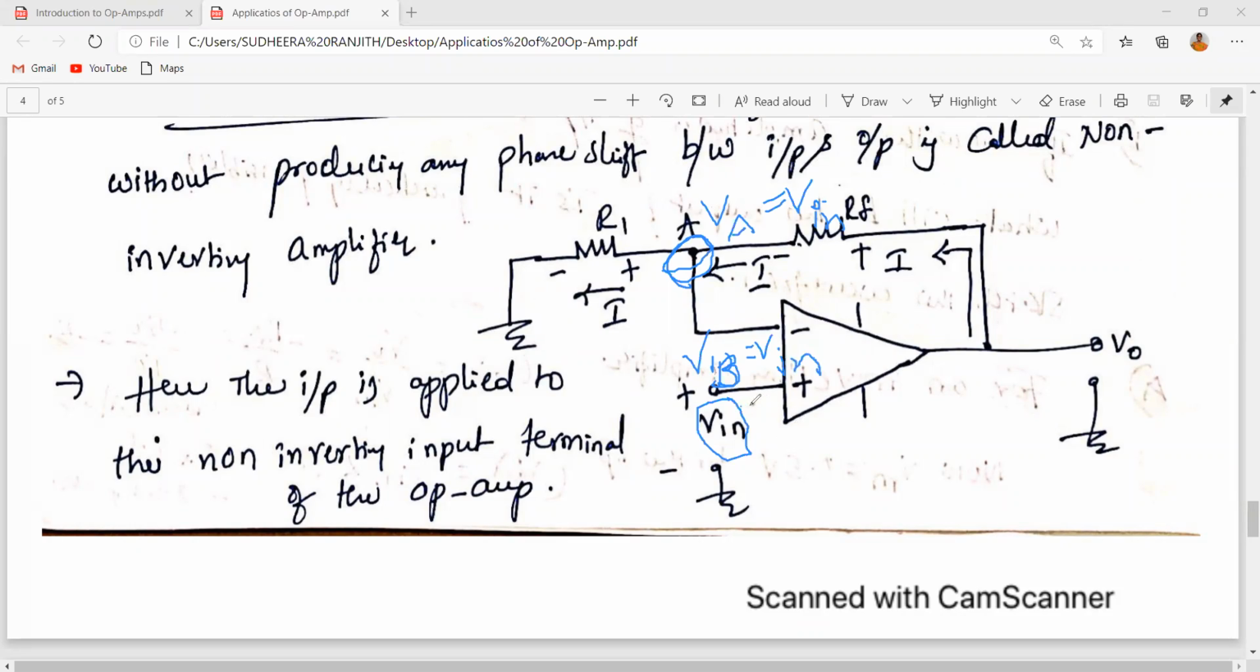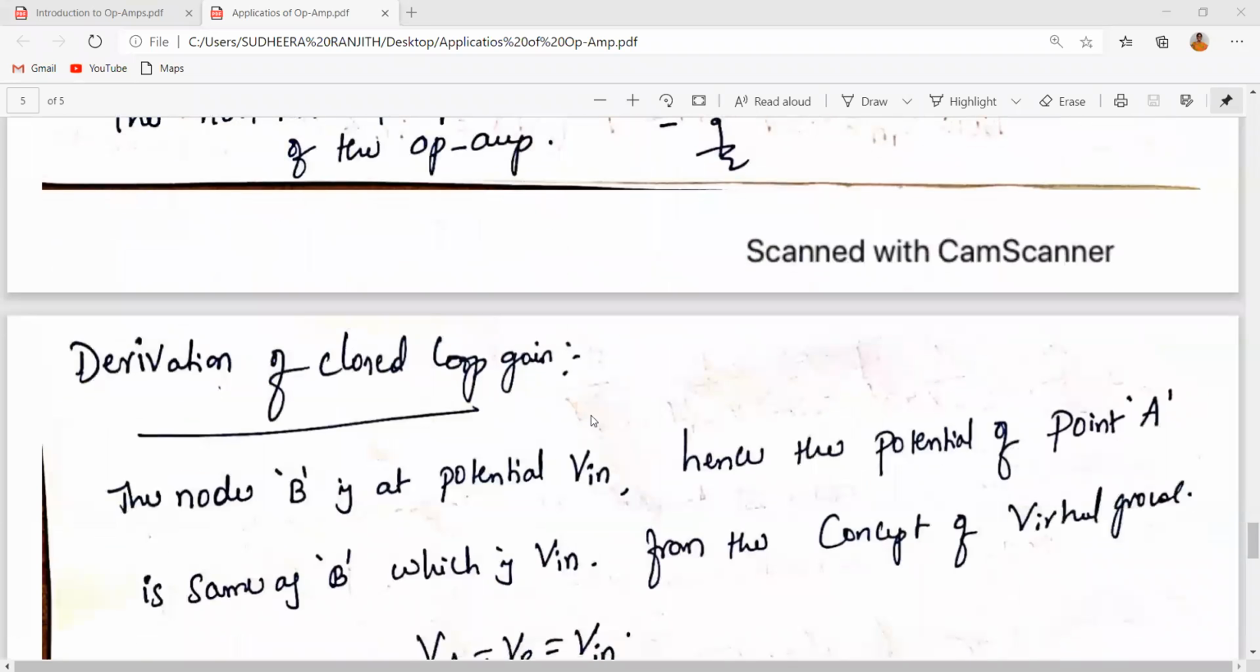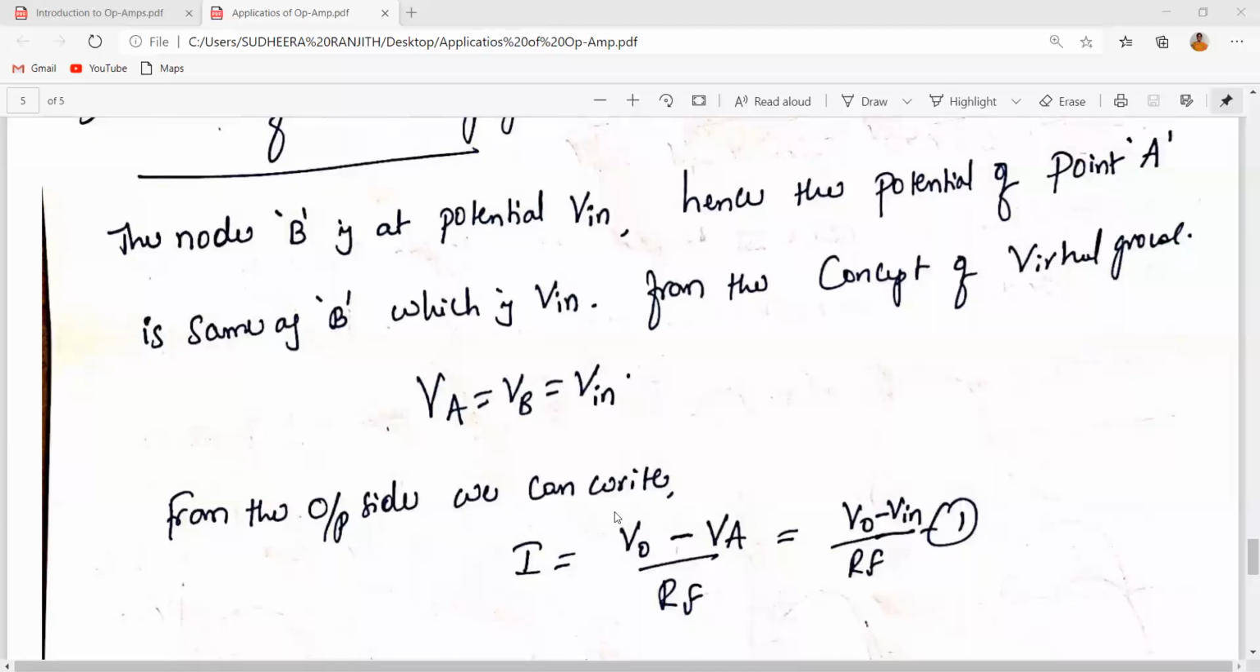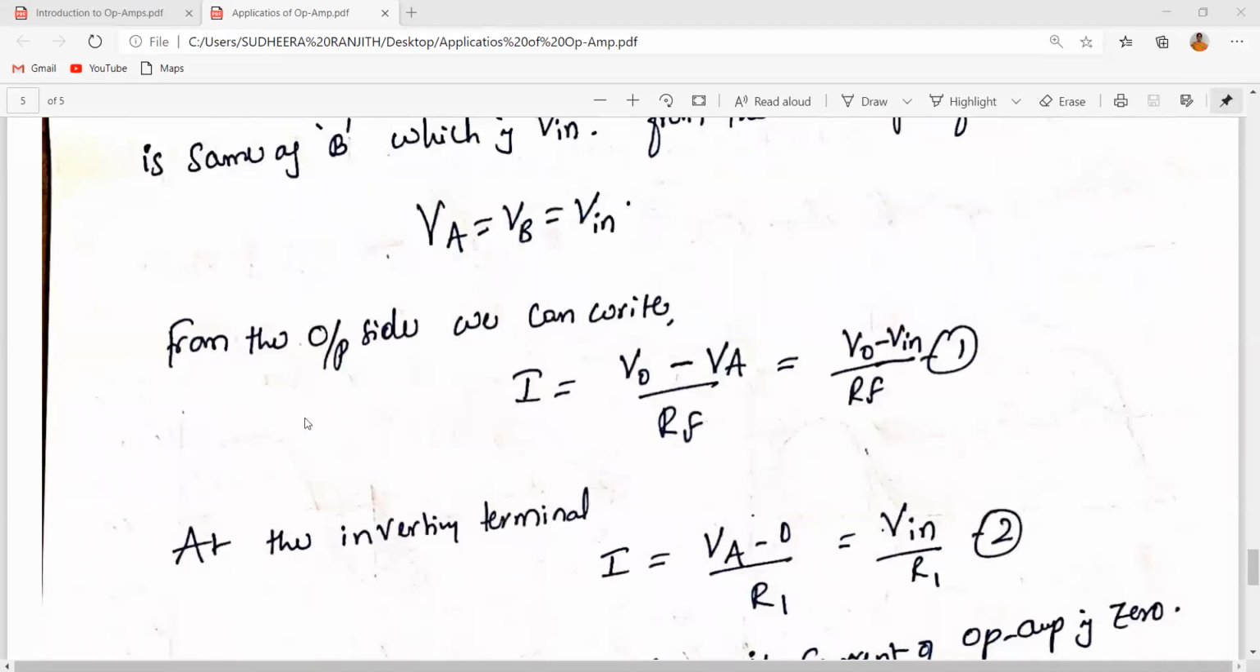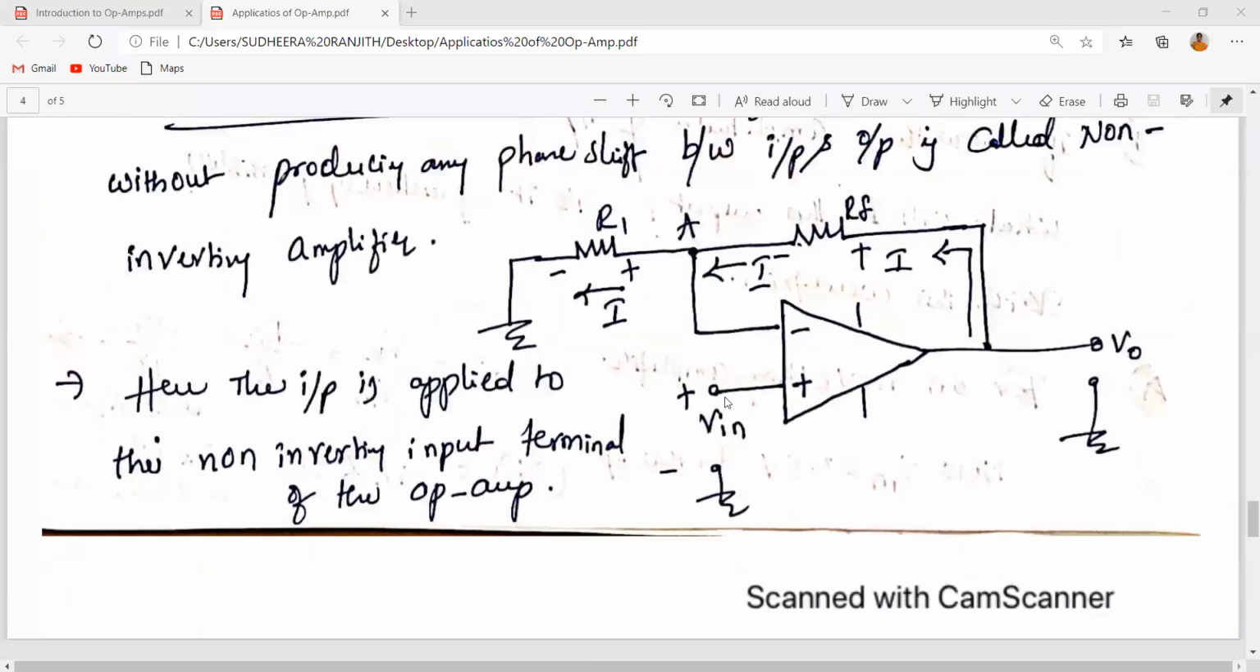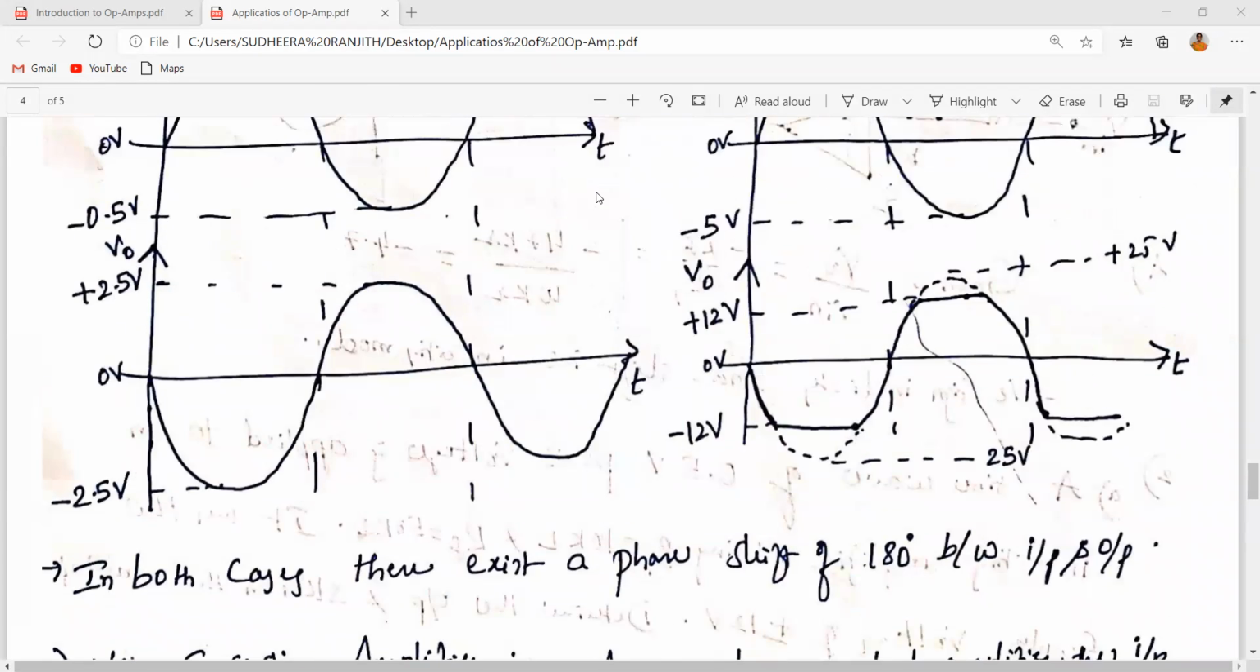And what are the assumptions? One more assumption: the currents through the inverting and non-inverting input terminals of the op amp are assumed to be 0. So while doing the analysis, we have to write the equation from the output side. Here the input is applied to the non-inverting input, and the current flows from output side to input side, in reverse compared to the inverting input.